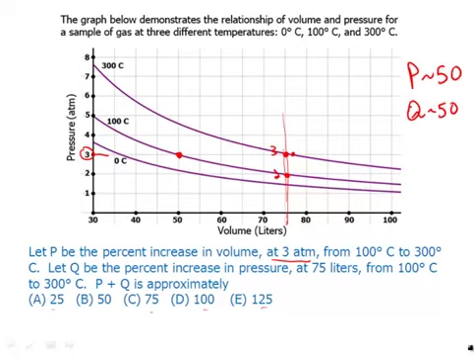Notice that we're being very general with our approximations here. Well, what's P plus Q? P plus Q is approximately 100%. Answer choice D, done. So once you realize what's being asked, not very hard.